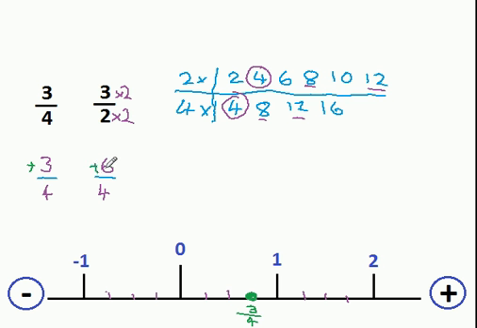This one here, also positive. We're going to head towards the plus, 6 steps from 0. 1, 2, 3, 4, 5, 6. And here we are at 6/4. Now, we can see that this one is further to the right than this one, so we can say that 6/4, or 3/2, which is what it started as, is bigger than 3/4.